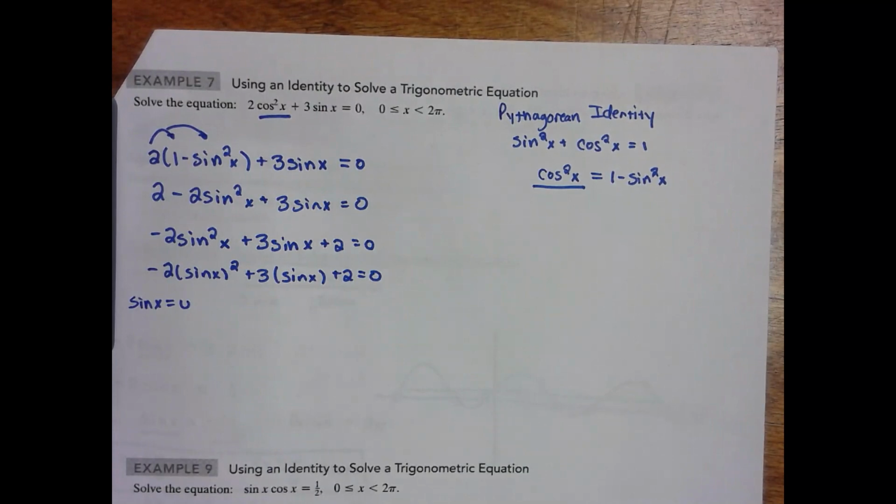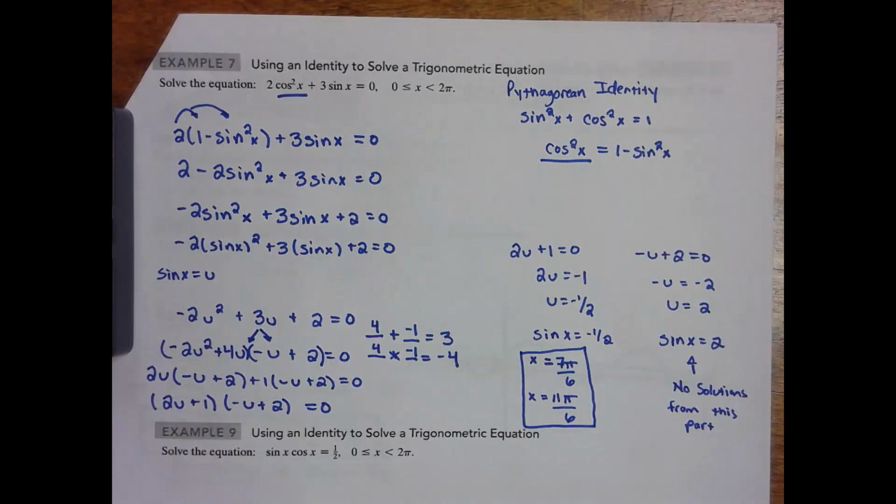So based on what we did yesterday, see if you can take it from here. Substitute u in for sine of x, work to factor it, and then come up with our solutions from there. Give it a few minutes to work through that. Bottom left is all the factoring work. Your factors.